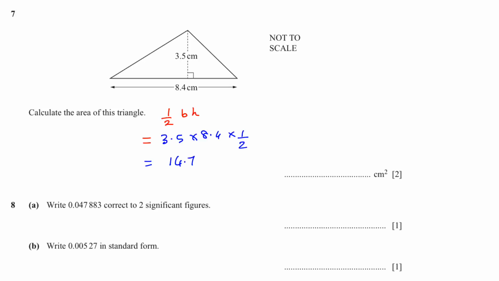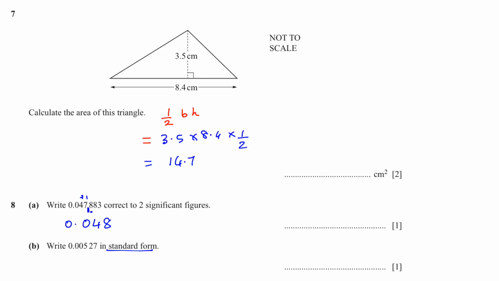Question number 8. Write this number correct to two significant figures. When you're writing as significant figures, if you have after the decimal zeros, we don't count them if it is before the number. So two significant figures will be till here. It will be till 0.047. Look at the number after it. If it is 5 or more, you add 1 to the number which is before it. So 0.048 is your answer.